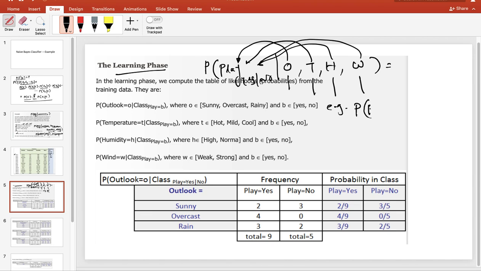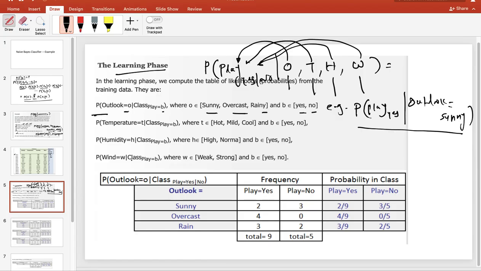For example, this kind of probability we need to compute: probability of play yes given outlook is equal to, let's say, sunny. We'll need this probability, because that's precisely the formula of the naive Bayes classifier. So we need to compute the probability of outlook equal to O and class play equal to B. O will take values sunny, overcast, rainy, and B, play, will take value yes or no. So we'll need to compute these probabilities.